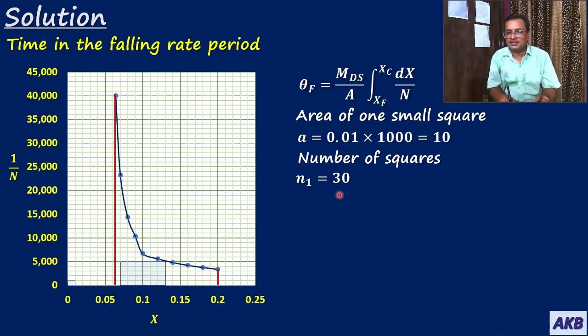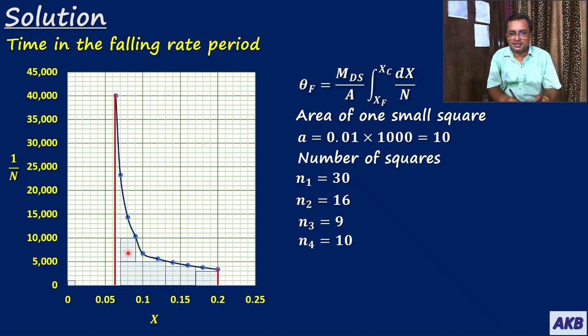So N1 in this case is 30. Then the next region that I have selected is over here, and within this region the number of small squares is 16. You can count. Then next I have selected this region. Within this region the number of small squares is 9. The next I have selected this region. So within this region the number of small squares is 10.